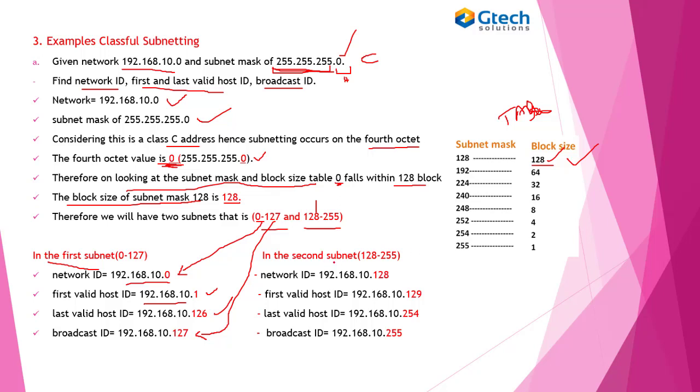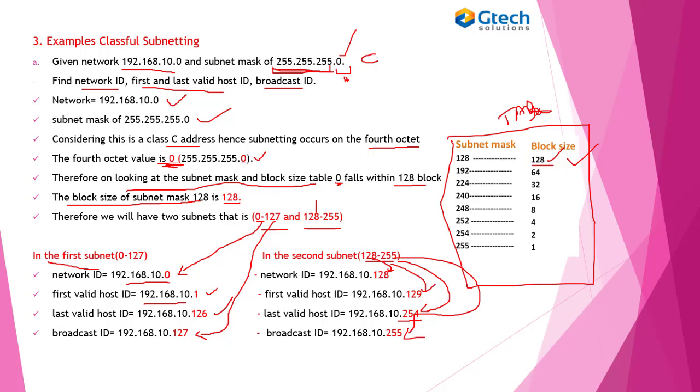In the second subnet, which falls within a range of 128 to 255, the network ID will take the first value. The first valid host ID will take the second value, which is 129. The last valid host ID will take the second last value, which is 254. Then the broadcast will take the very last value, which is 255. So I hope you have understood this simple concept. The key to this problem solving is the subnet mask block size table, and this was a classful IP address, class C.